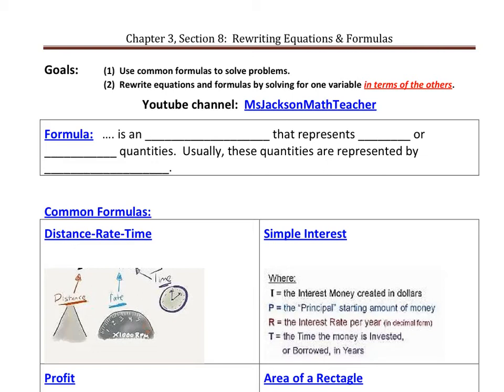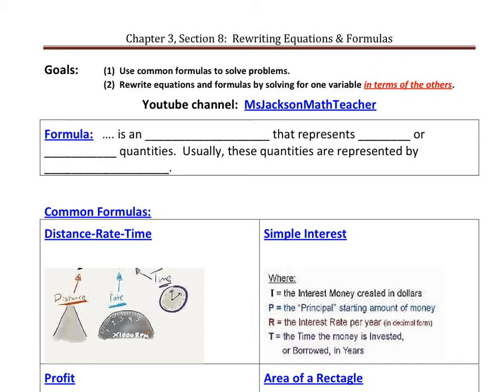Hi guys, we're going to move on to the last section here of Chapter 3, and it's called Rewriting Equations and Formulas. We're going to use common formulas. Some of them are going to look familiar to you. You've seen them before, and maybe some of them look new to you. And we're going to rewrite equations and formulas by solving for one variable in terms of the other.